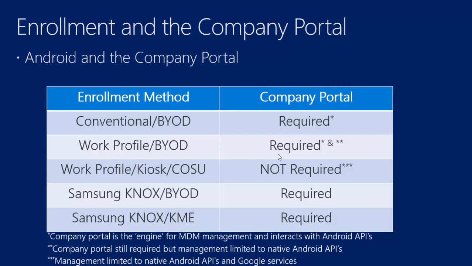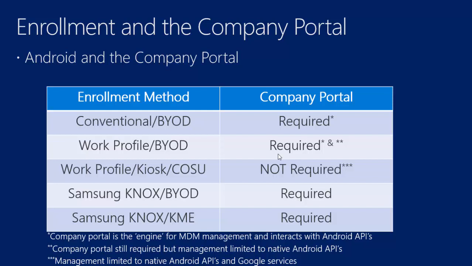they would augment the capabilities of native Android by building some of those capabilities into the code of the company portal. That's why the company portal is integral for certain enrollment scenarios. So certainly for conventional BYOD, company portal 100% required. Not only is it the enrollment mechanism, but it interacts with the Android APIs and helps drive an even better experience than just native capabilities that are in the Android platform.